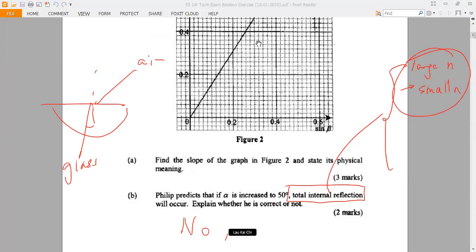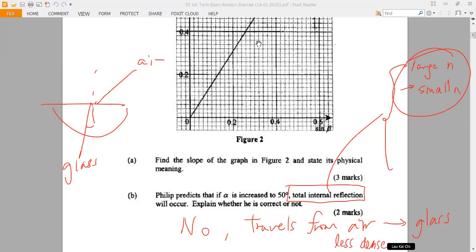The reason is the light travels from air to glass. Understand? Air is optically less dense, and glass is more dense. So compare the medium. It only can happen from glass to air, but not from air to glass.